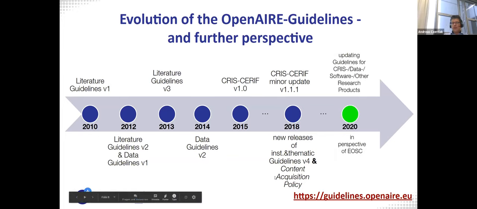And we are now in 2020, and we are in the next round of updating the guidelines, especially the data archive guidelines, software and other research products, but also CRIS, with a perspective of more fundamental guidelines, and with the perspective of EOSC, the European Open Science Cloud.